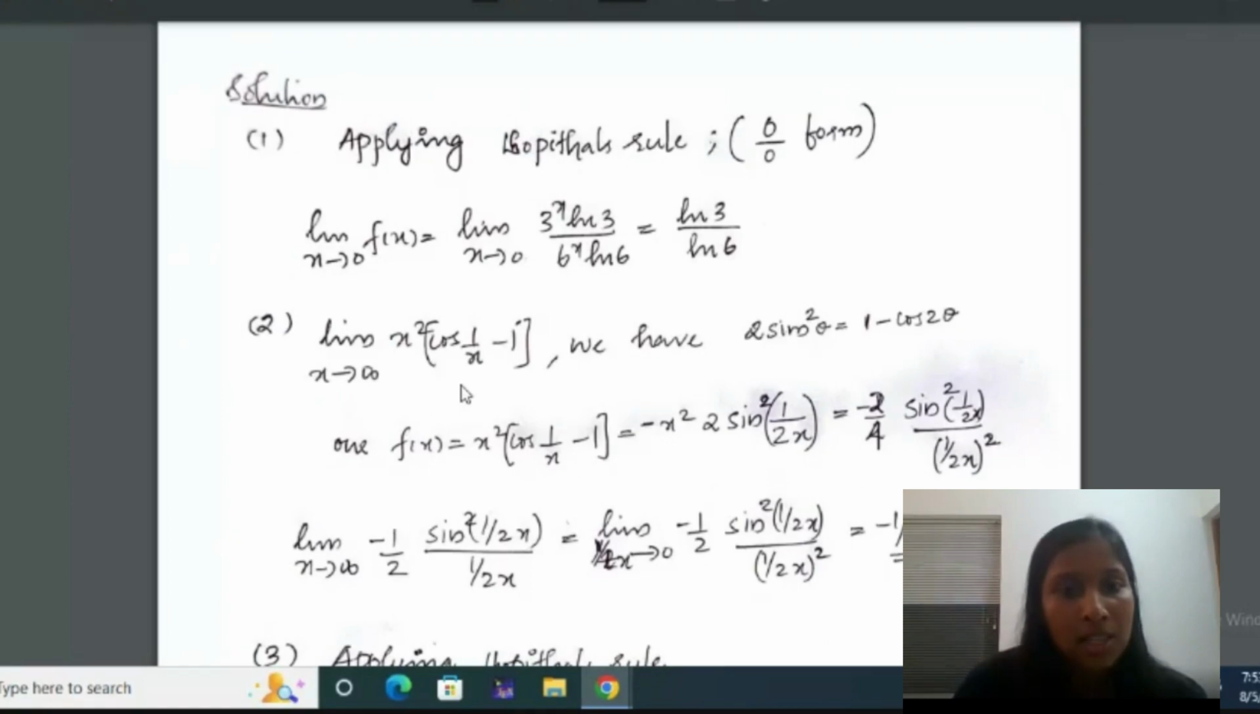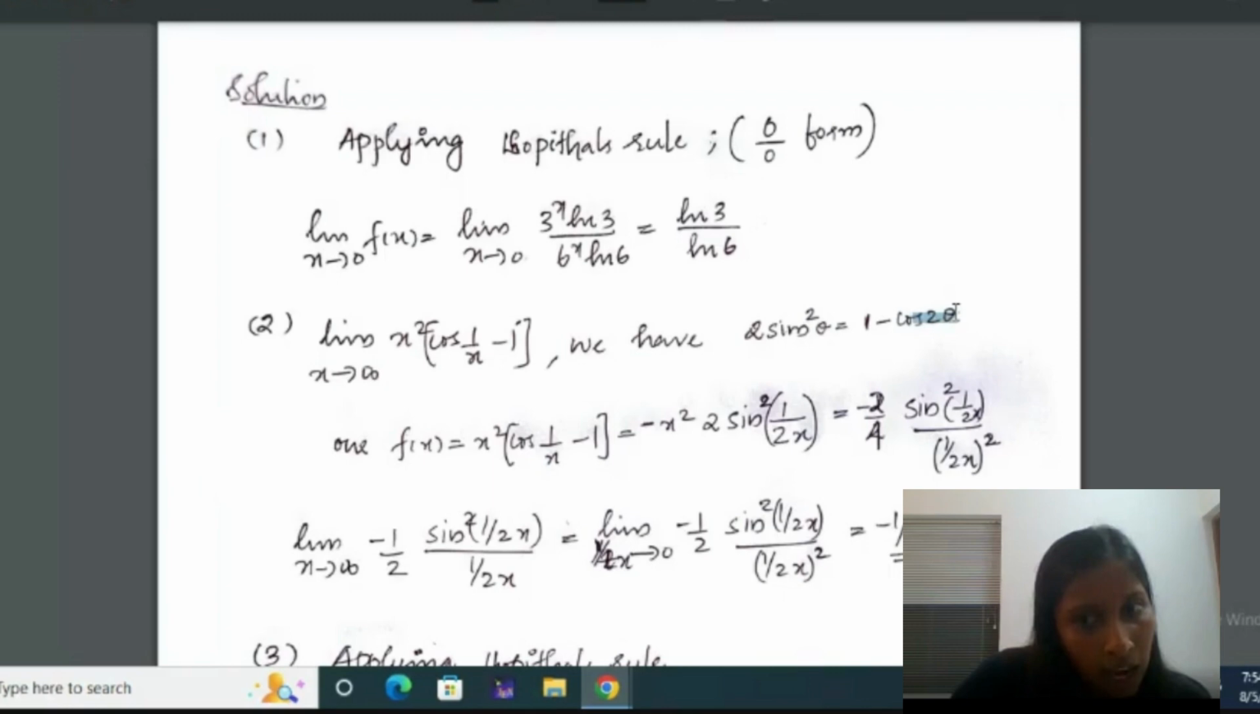Okay. So our function is x square cos 1 by x minus 1. I use this way for finding the answer. There may be some easier way. If you have some easier way, you can just explain your way. We have the identity: 1 minus cos 2 theta will be 2 sine square theta. Here, we have cos 2 theta minus 1, so it will be minus 2 sine square theta.